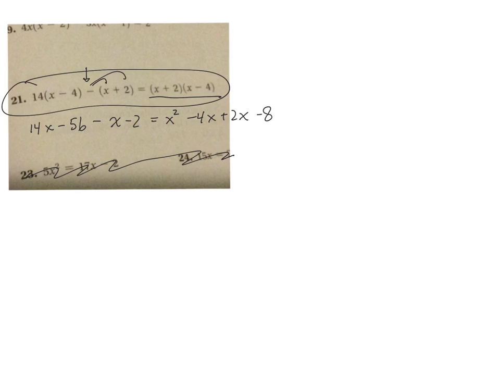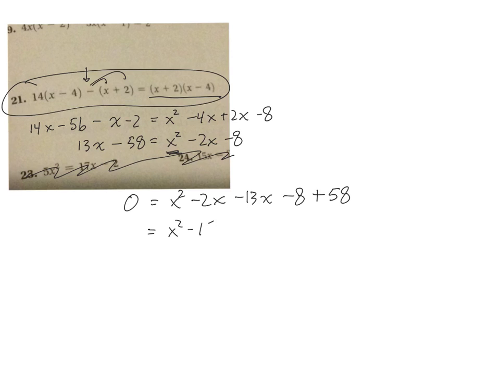Okay, collecting like terms on each side, here I'd have a 13x minus 58. On the other side I've got x squared minus 2x minus 8. Since it's a quadratic, I'm going to move everything to the right side. So I'm going to have 0 is equal to x squared minus 2x minus 13x minus 8 plus 58. Okay, and then x squared minus 15x, negative 8 plus 58 would be 50, so plus 50.